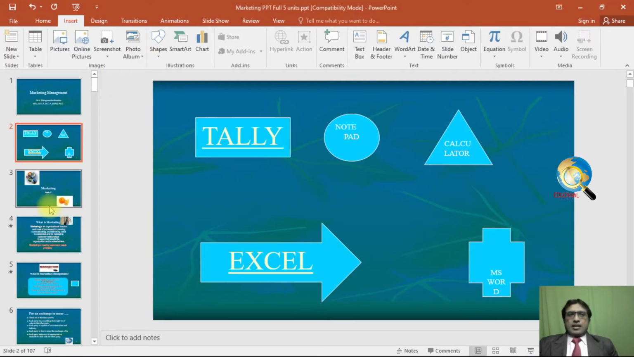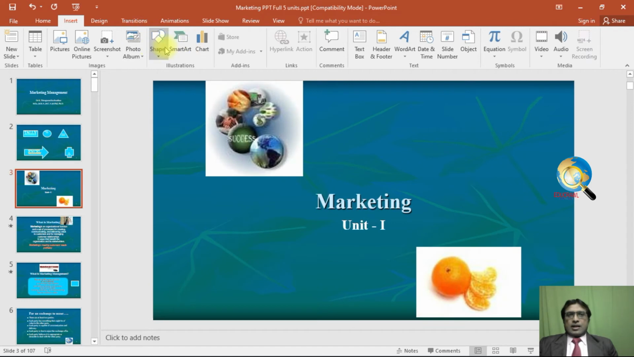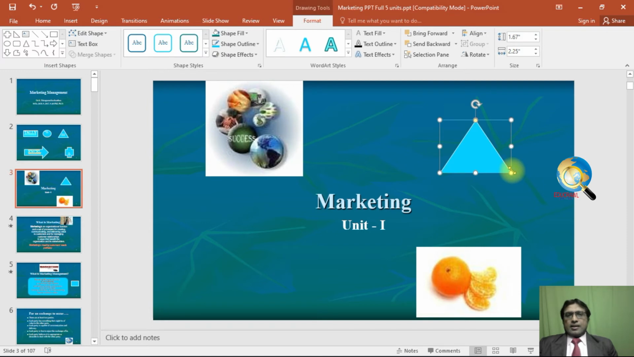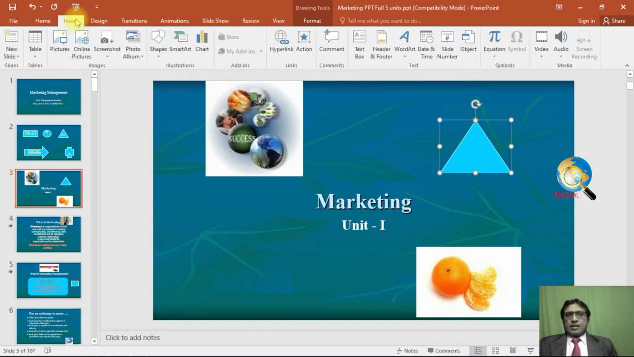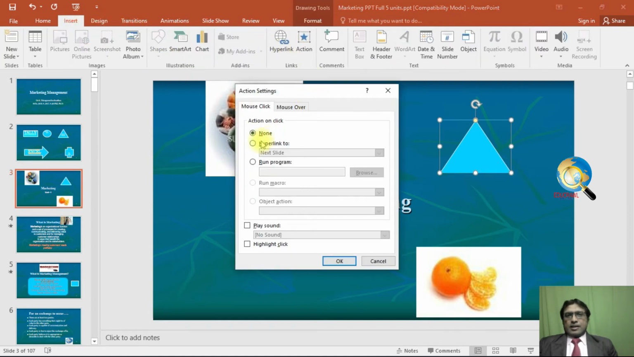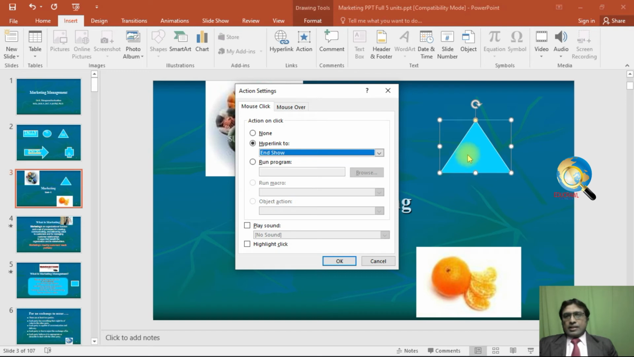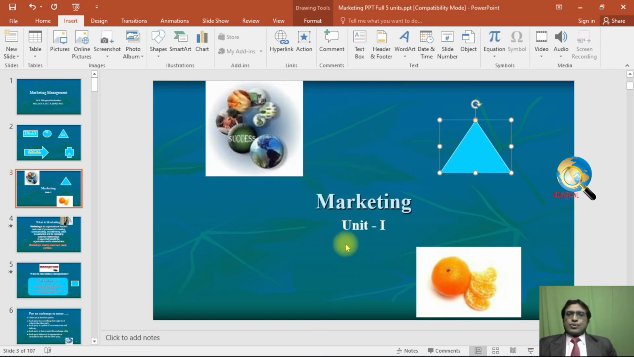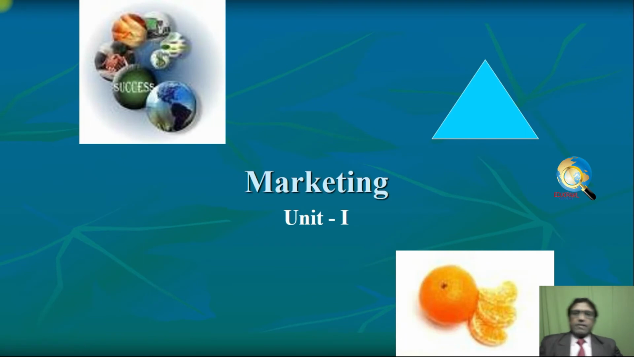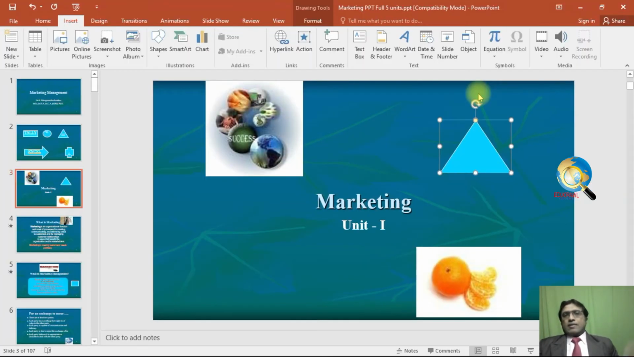Now let us see. I am going to insert another shape. Let me insert a triangle here. In this I am going to insert an action button, hyperlink to end show. So if I am going to click this button, it will directly go to the end show. So what I am going to do, I am going to press Shift plus F5. If I click this button, it will end the show.